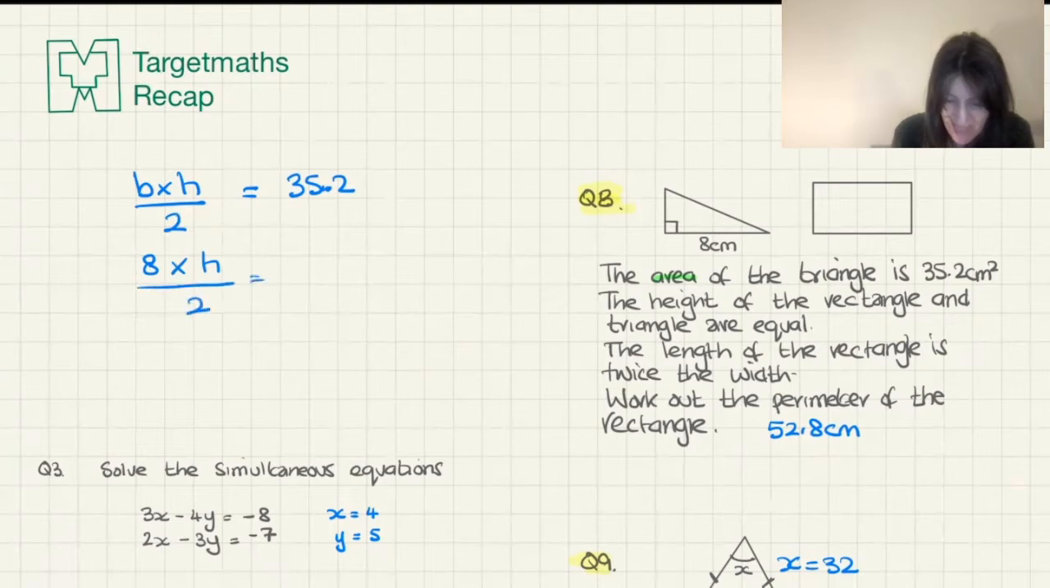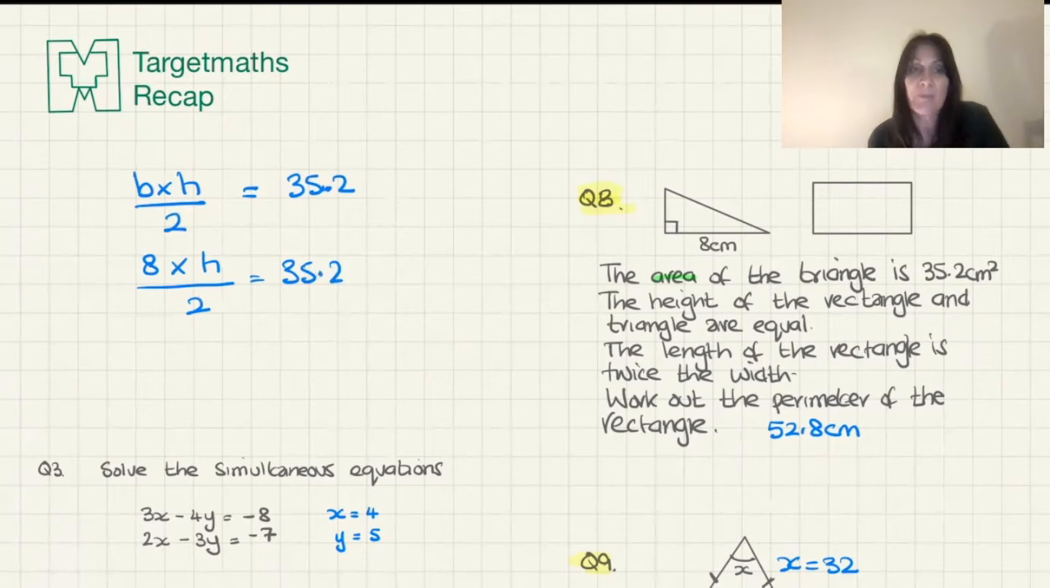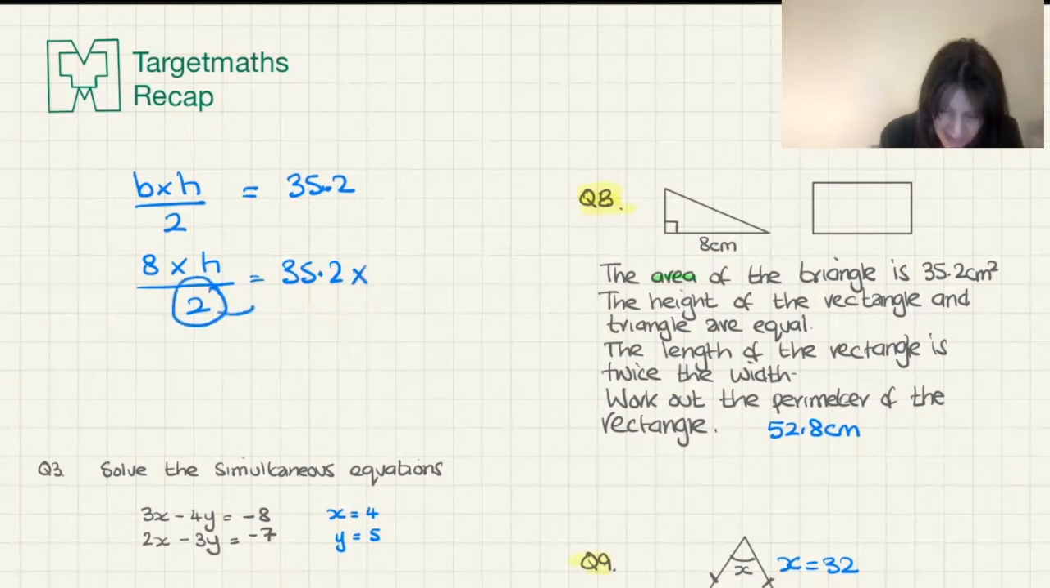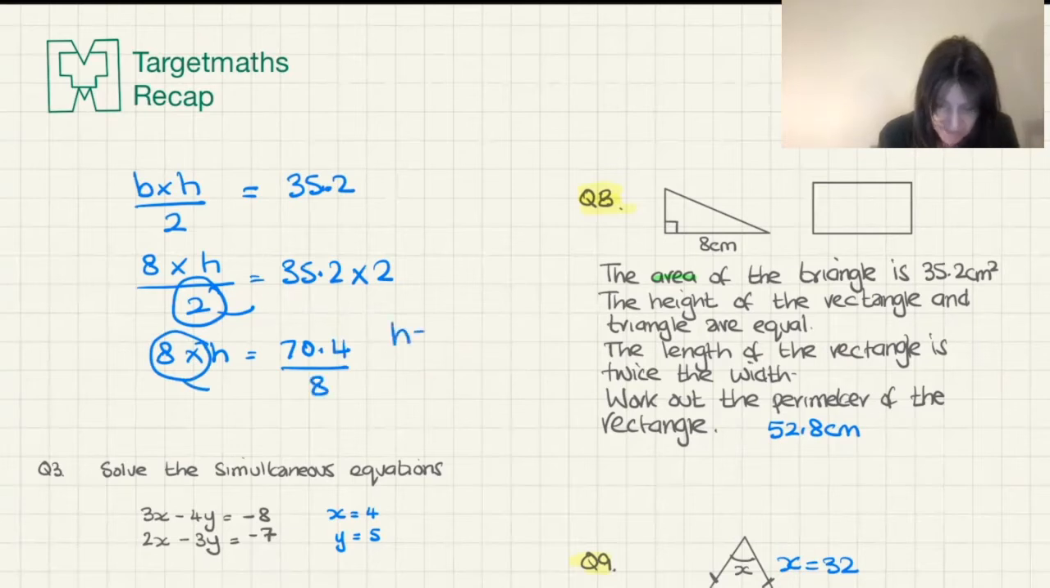So I've managed to get a little bit more information, but I'm now really at a point where I have a problem to solve. I've already set the equation up. If I want to know what the height is, I've got to get it on its own. So I'm going to hop, land is times by 2, 8 times the height is now 70.4. I'm now going to pick up the times by 8, and it's going to land as divide by 8, and it gives me the height of 8.8.